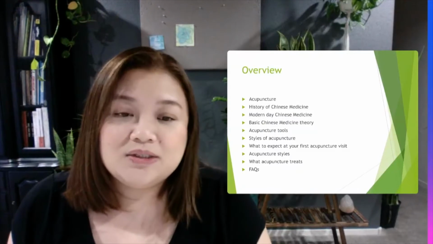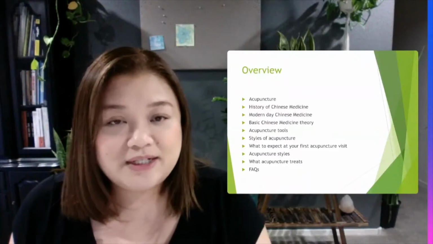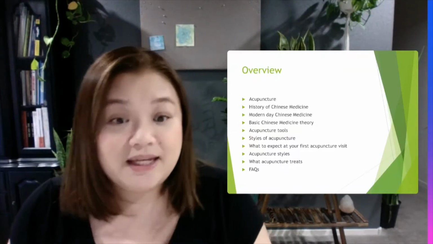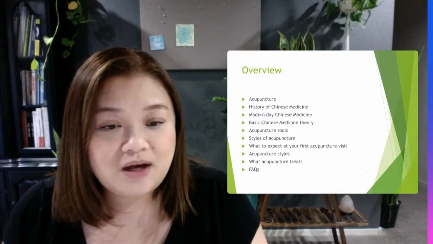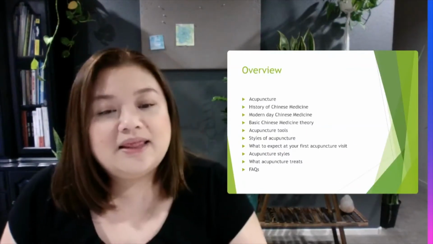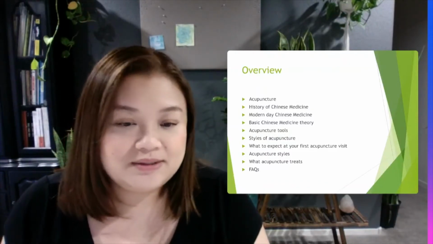So today we are going to talk about what acupuncture is. We'll go a little bit into the history of Chinese medicine. We'll also take a look at what Chinese medicine looks like today. And we'll go a little bit over basic Chinese medicine theory. And then I'll show you the different acupuncture tools that we might use in office. And then we will go over the different styles of acupuncture, as well as what to expect at your first visit. And then we will go over what acupuncture treats.